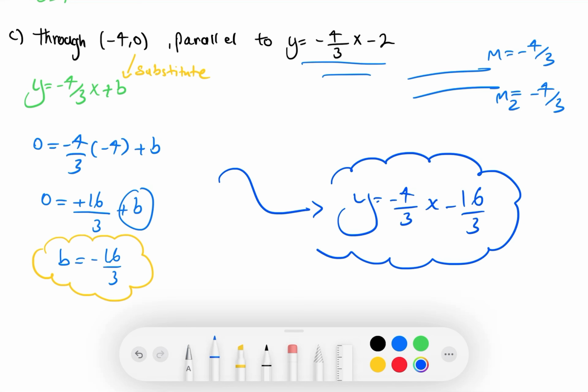All right? So just remember, if 2 lines are parallel, they have the same slope. If they're perpendicular, they are the negative reciprocal of each other. The slope of the other line is the negative reciprocal of the first line.